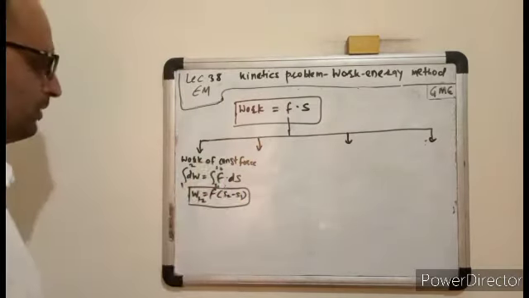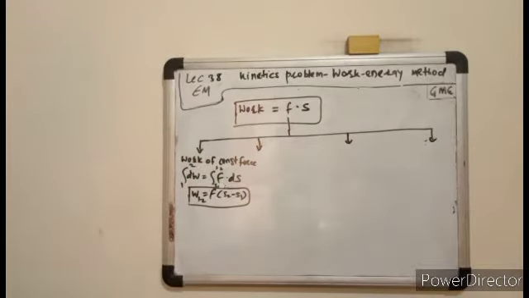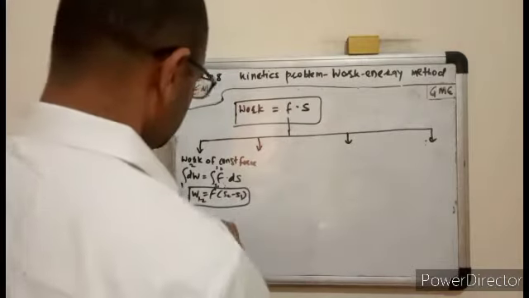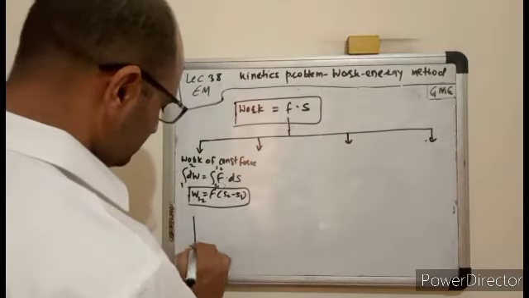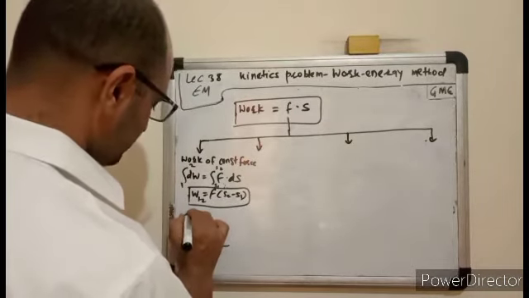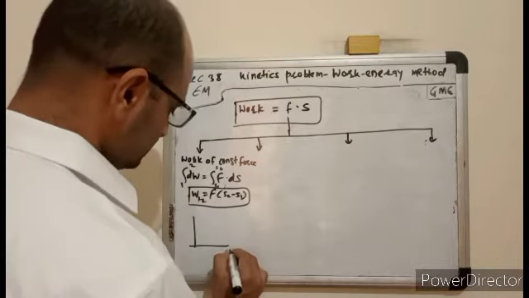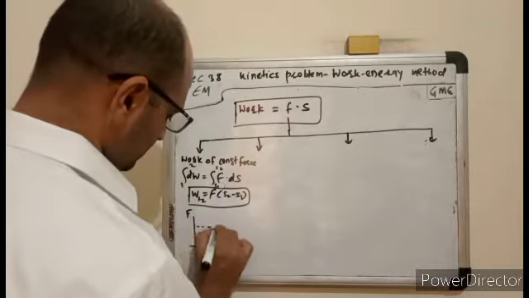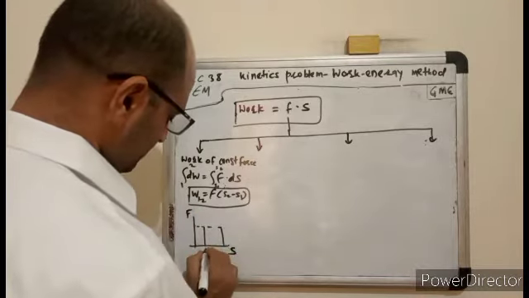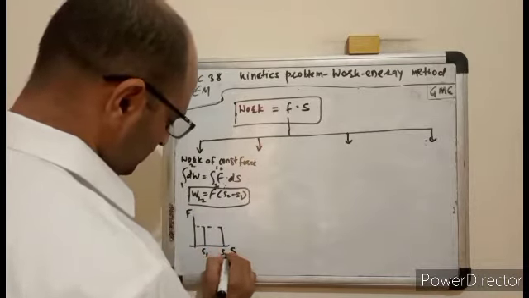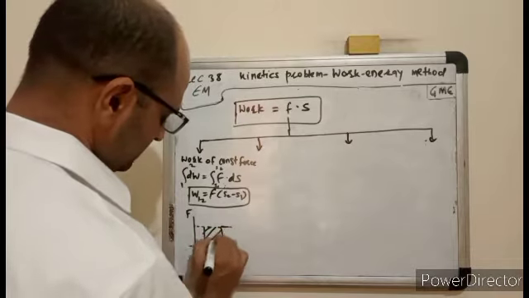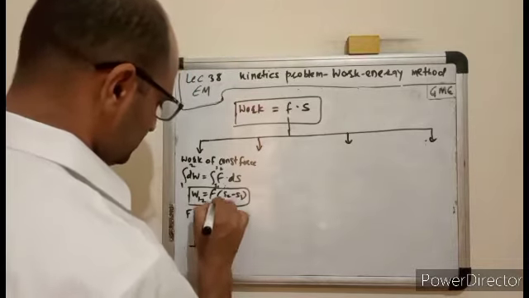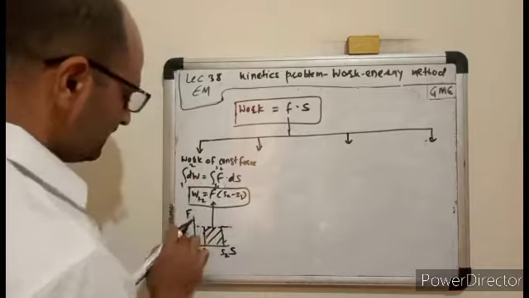Once we complete the work of constant force, then comes the work of variable force. If I plot a graph for this, on the x-axis there is displacement S and on the y-axis F, for displacement of the particle from S1 to S2. The area under this graph is the work done.